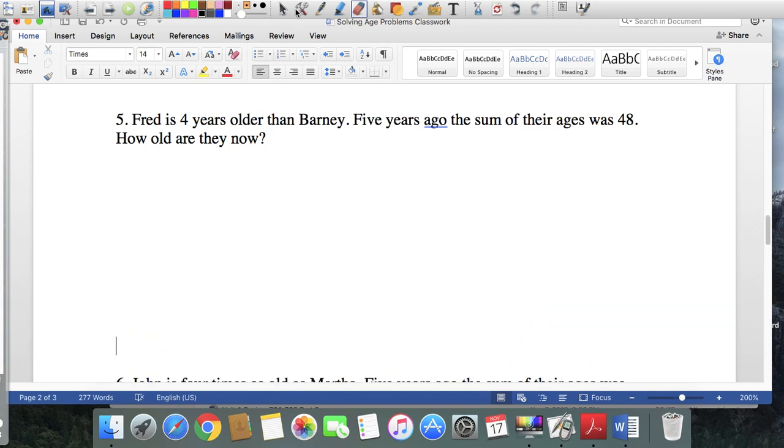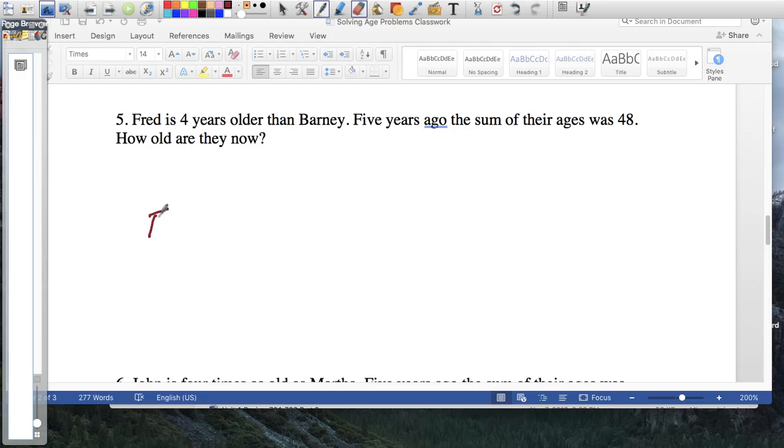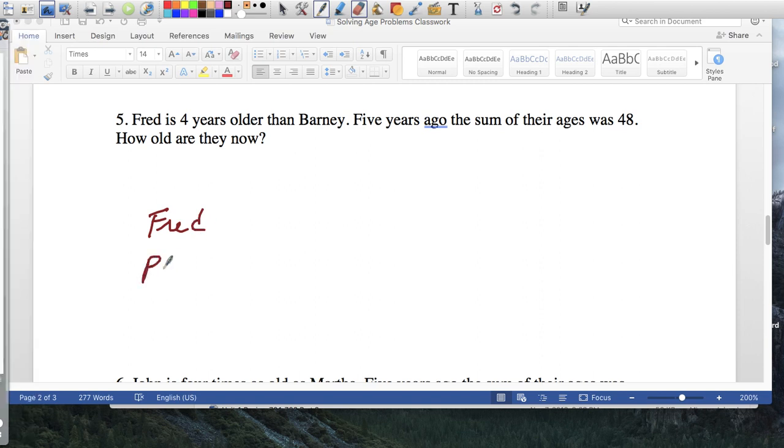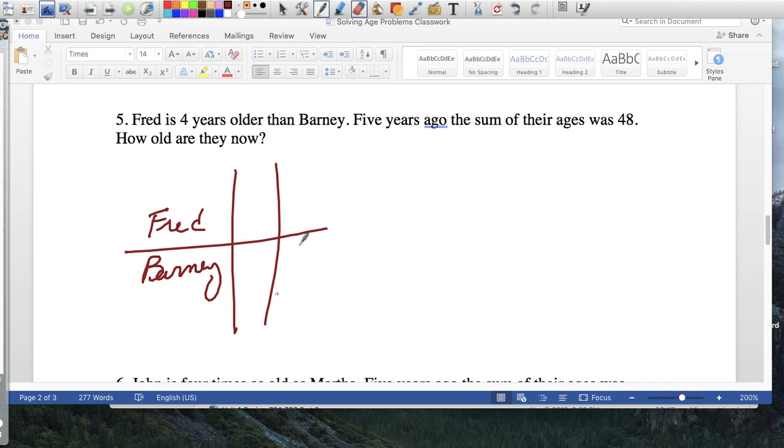5, Fred and Barney. Okay, so we're doing the Flintstones, which I'm pretty sure none of you have watched a lot. So Barney, I don't know, I'll call him X. Fred is 4 years older, so it's 4 plus X. That's the now. So we're talking 5 years ago, so careful. We're talking about the past, so it's going to be minus 5.